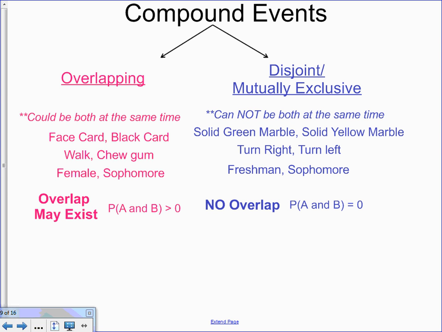And then the same example I used before, female and sophomore. We know that those things overlap. So overlap exists, and the probability of A and B is greater than 0. This is interesting because I made mention of this last week when we talked about independent and dependent. We saw the word and, but I always wrote the word then underneath it because that and meant and then something else, a consecutive event. Here, and means at the same time.